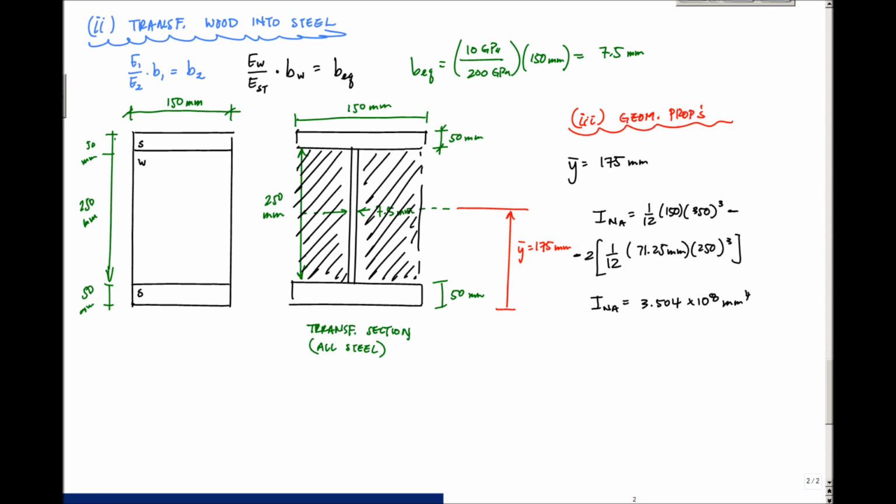All right, so here I'll stop here for part 1 of the video, and then in part 2 we'll do the stresses at the top and bottom of the transformed section, and then talk about how to get it back to the composite section.